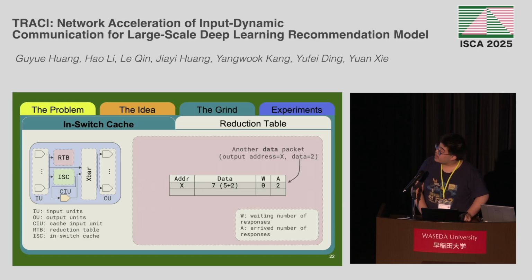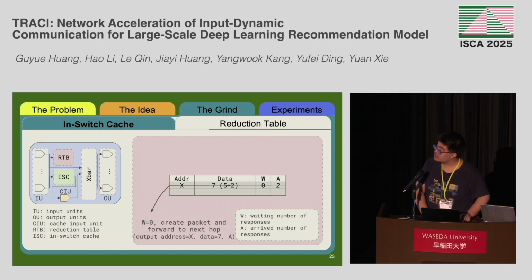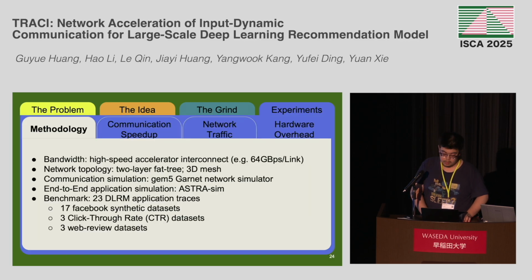In the next step, another data packet comes with the same address, and we also decrease the waiting number and add to the arrived number. Then we find that no packet needs waiting, so we create a packet and forward it to the next stop. So that's basically the design.